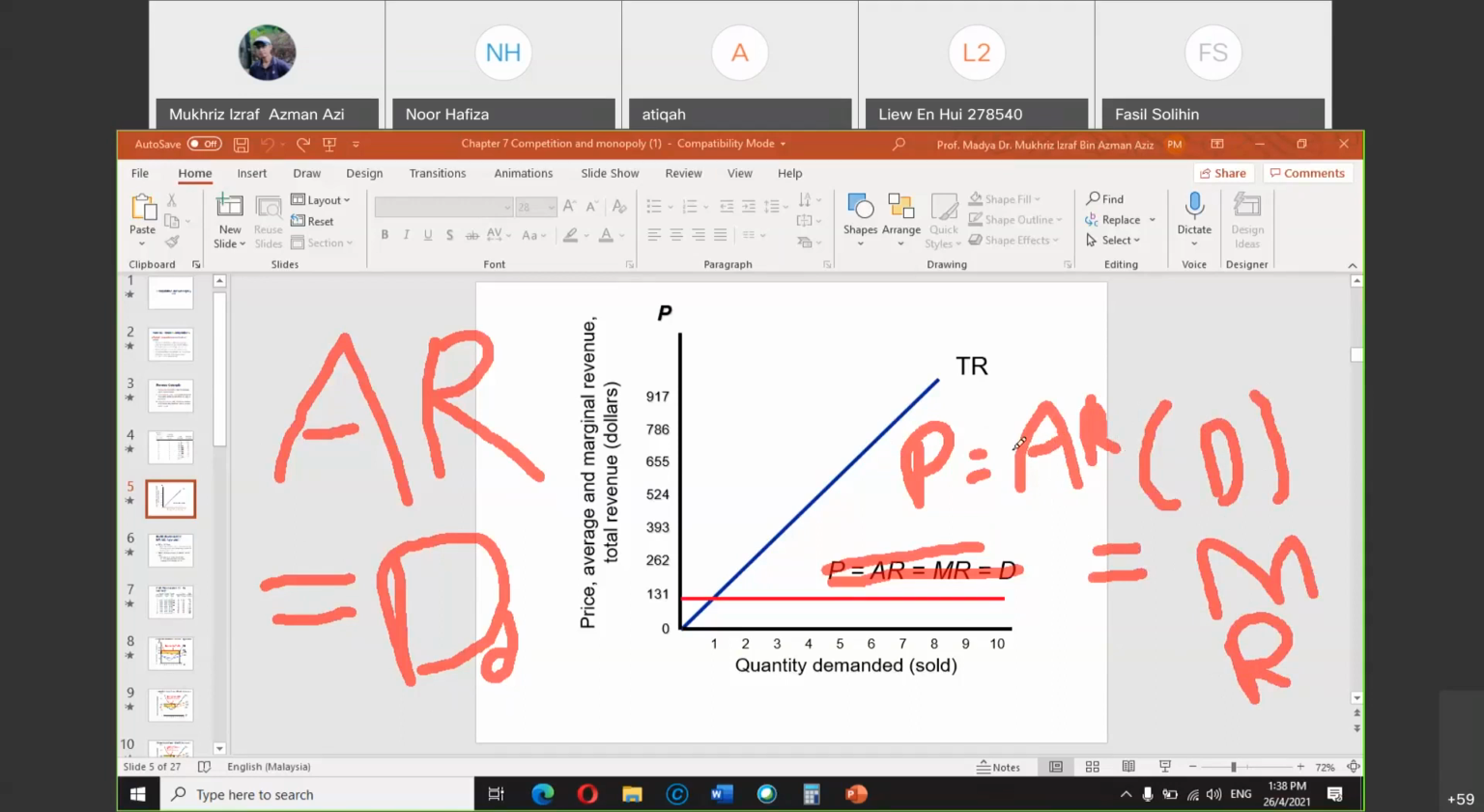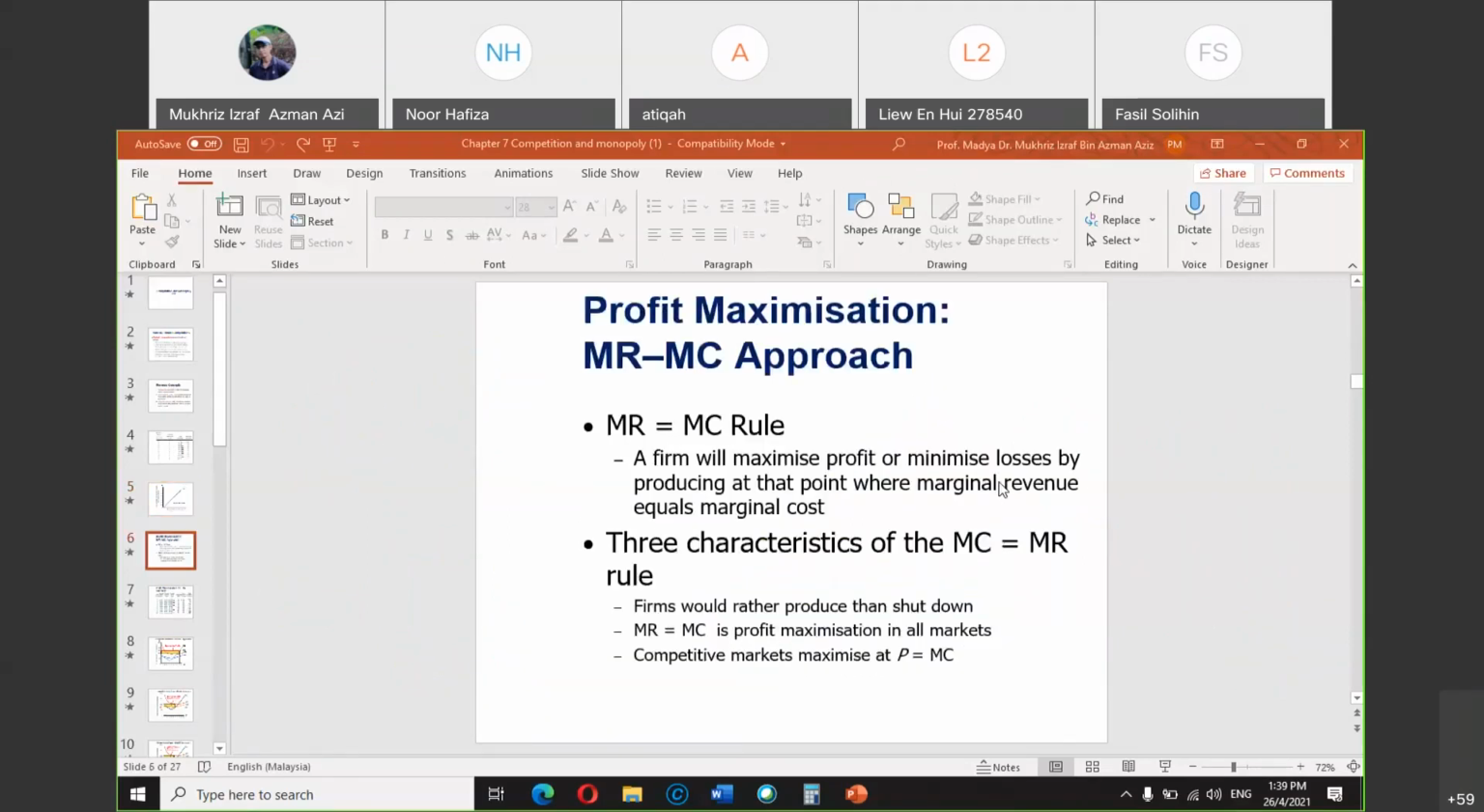Only in the perfect competition market is the price equal to average revenue and equal to marginal revenue. Next Thursday, when we cover the monopoly market, you can see that this equality does not hold, or is not fulfilled, in the monopoly market. Meaning, in a monopoly market, the price is not the same as average revenue, and not the same as marginal revenue. So this equality is only possible in a perfect competition market.